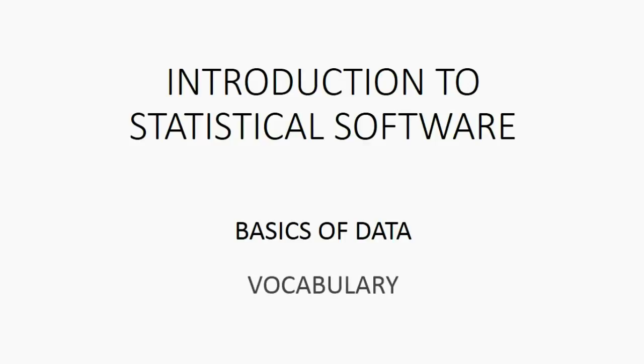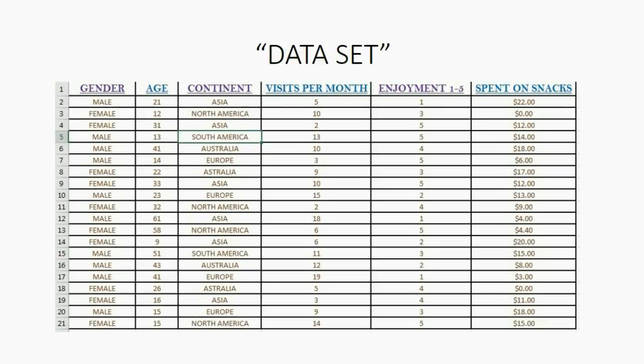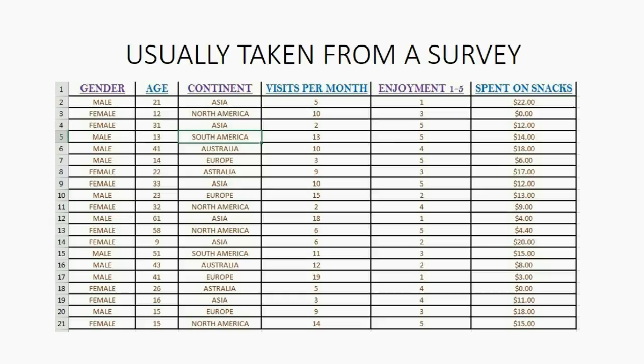In this video, we will learn some basic vocabulary regarding data and managing data. A data set looks something like this. You can see it has columns and rows just like a typical Excel spreadsheet. The only difference here is usually the information on this sheet is taken from a survey. And as you can see, there are rows that are numbered.